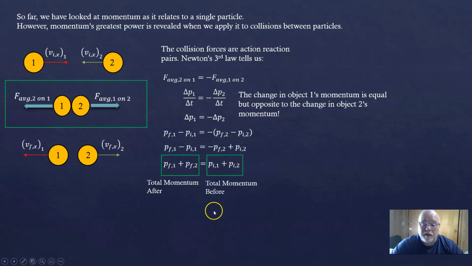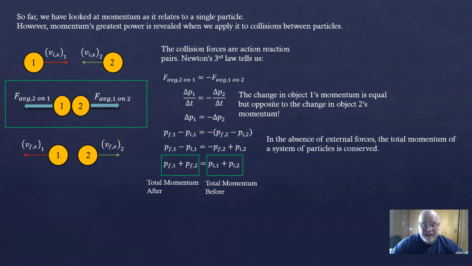Well, what's this term over here on the right? Well, that's going to be the total momentum before the collision. I'm adding the momentum particle 1 had to the momentum that particle 2 had, and so this is the total momentum before. And so what we get is that the total momentum in those objects after the collision, all the momenta added up together, has got to be equal to what all the momenta added together were before the collision. And so what this is saying is that in the absence of any external forces, the total momentum of a system of particles is conserved.